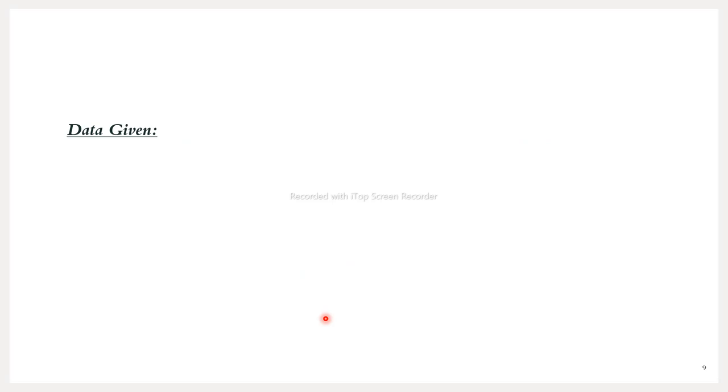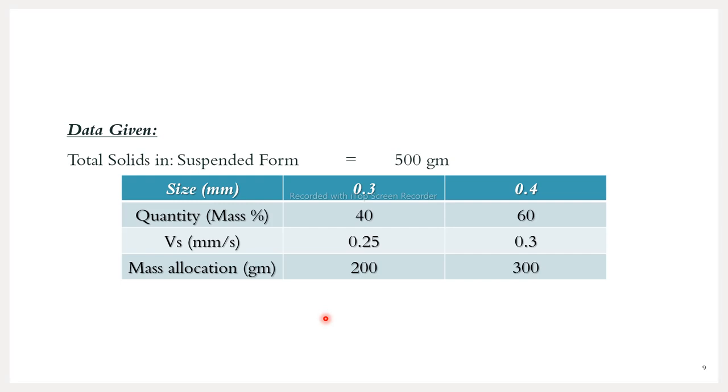Useful data given in the problem: all the data given are basically useful. The total suspended solids is given as 500 gram, and this is the table. If you multiply the mass fractions, 40% and 60%, with this 500 gram, you will get 200 gram and 300 gram. This is the mass allocation.